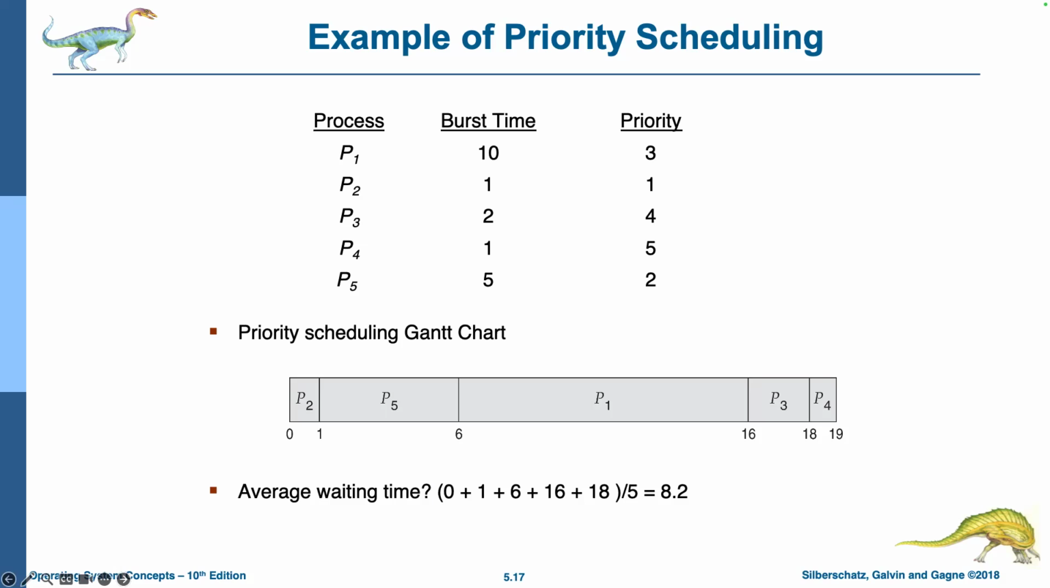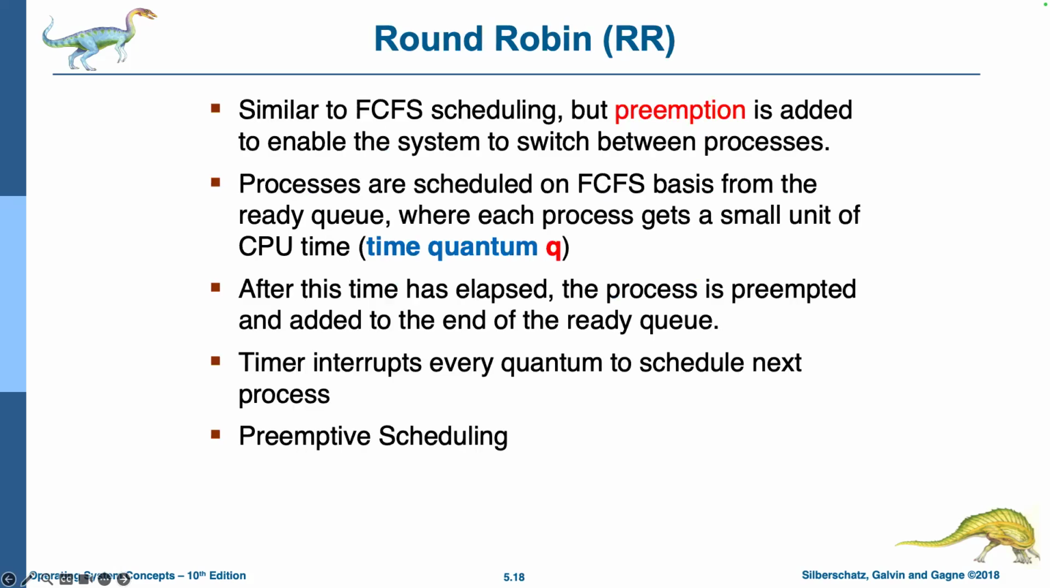Calculate the waiting time. Okay, let's go. Round robin. Round robin is still first come, first serve. You remember first come, first serve, the easiest one. You come first, you're served first. And now it's a preemptive version.